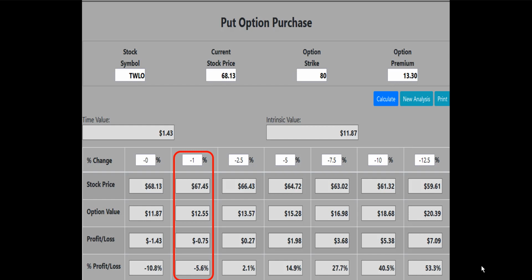Now let's take a look at buying the 80 strike put to see if it qualifies for the 1% rule. Here's the put option calculator for the 80 put. According to the 1% rule, we want the put to at least break even if the stock price is down 1%. The calculator picture shows that if the TWLO stock price is down 1%, the 80 put will lose 5.6% of its value. We want that to be break even or better, so the 80 put does not meet our requirements.